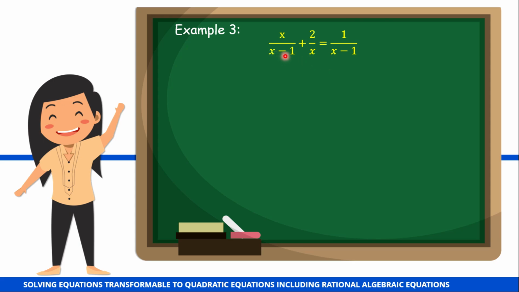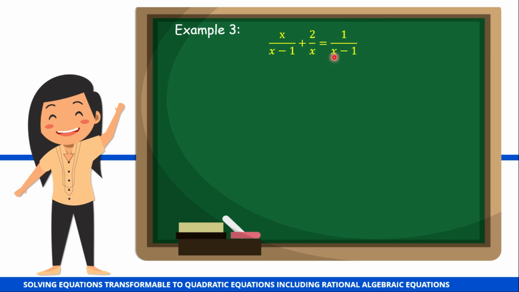Dito muna tayo sa unang denominator. X minus 1. Ano yung value ng x na kapag ipinalit natin dito ay magkakaroon tayo ng 0 sa denominator? We have 1. Because 1 minus 1, that is 0. Dito naman sa pangalawang denominator, ano yung value ng x na hindi natin maaaring gamitin? Answer is 0.